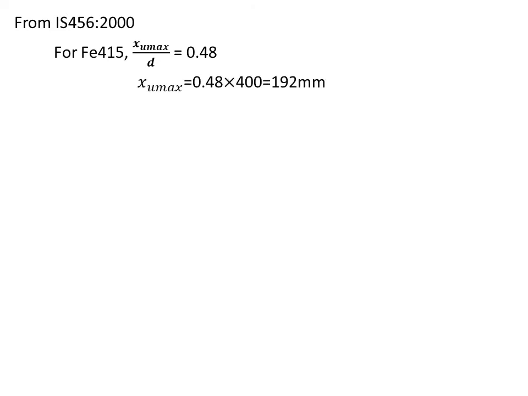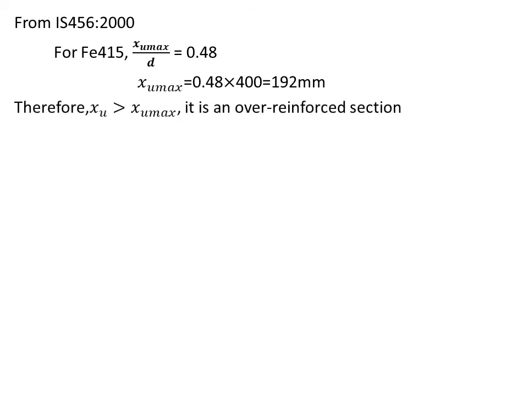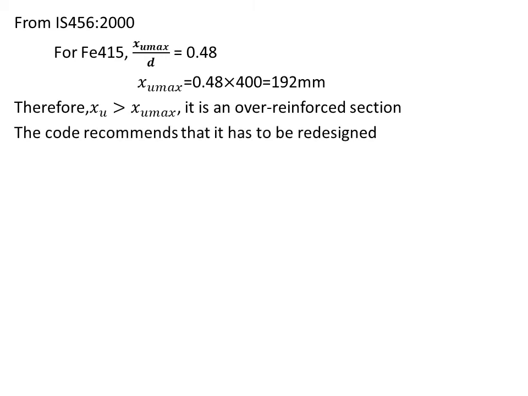And we find out xu max value from IS 456-2000. For Fe415, xu max or xu limit by d is equal to 0.48. So xu max is equal to 0.48 into 400, which is equal to 192 mm. Therefore, xu is greater than xu max. It is an over-reinforced section, so we have to redesign it, else compression failure will take place. The code recommends it has to be redesigned.